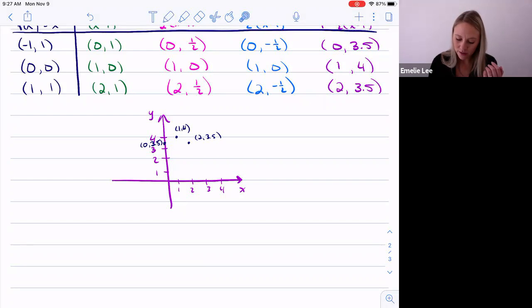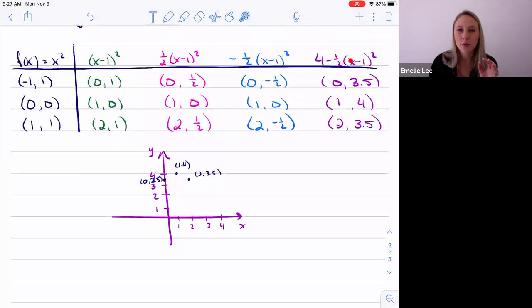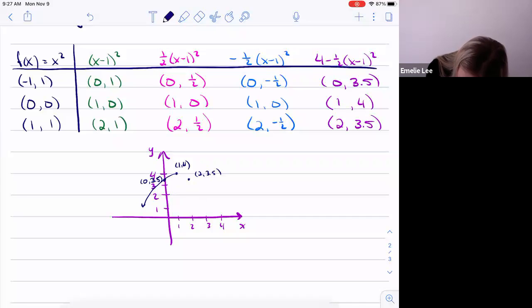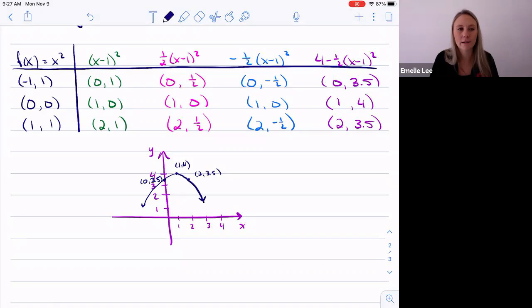Knowing that in general, this thing is going to look like a parabola, it looks like I've got a maximum here at 1, 4, and it's just going to go down like this. There. Okay. Let's check it in Desmos just to make sure that we did the right thing.